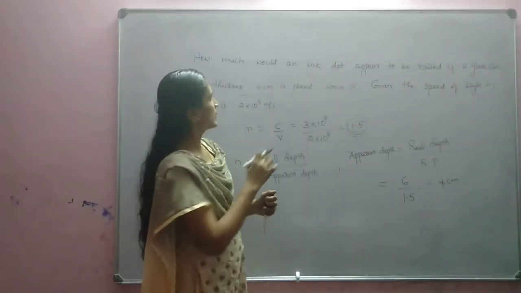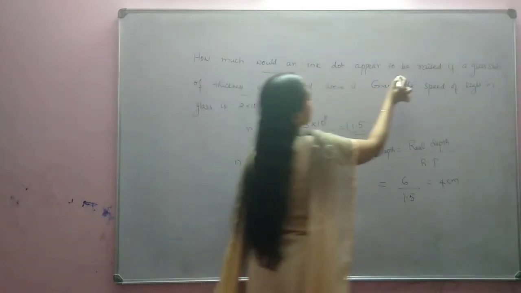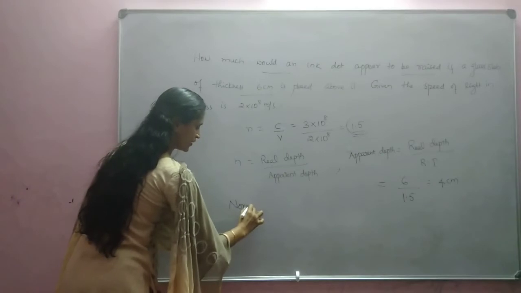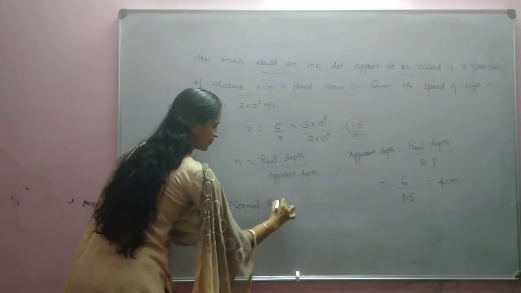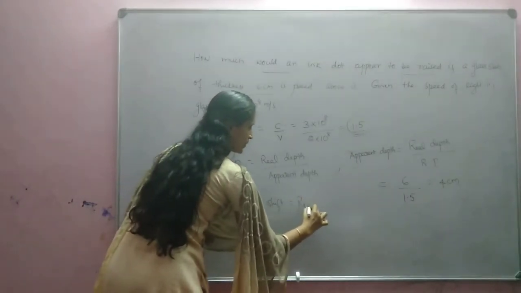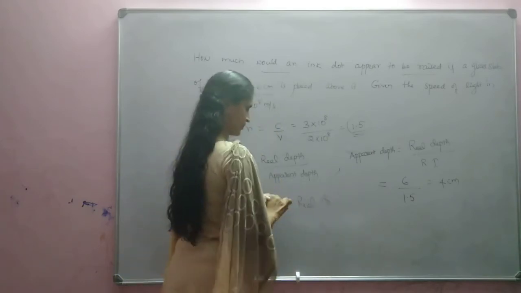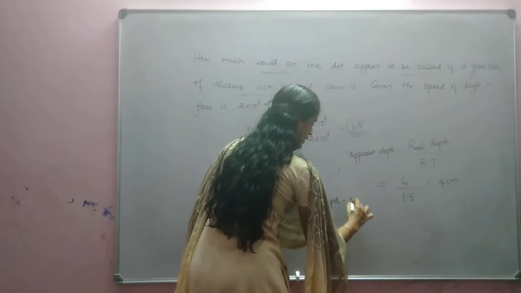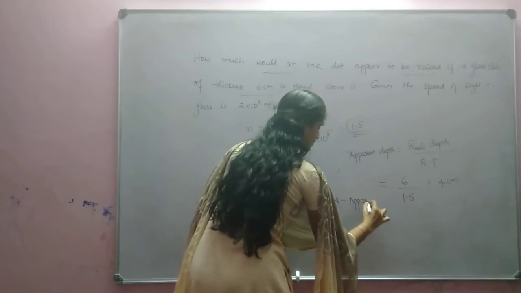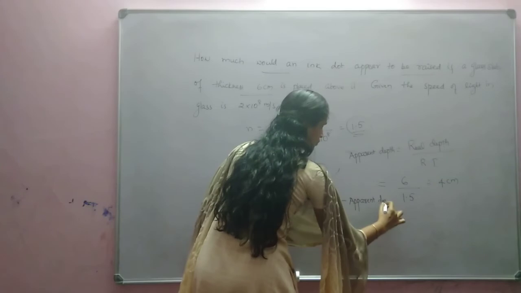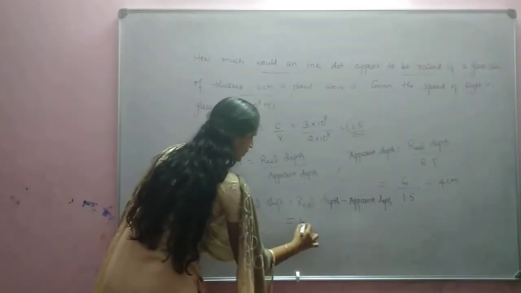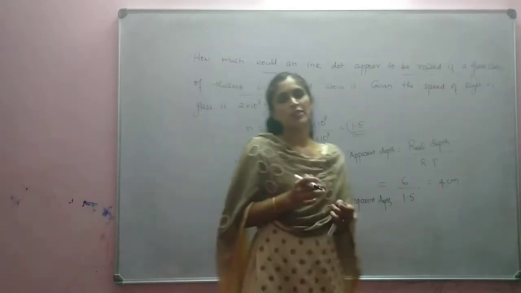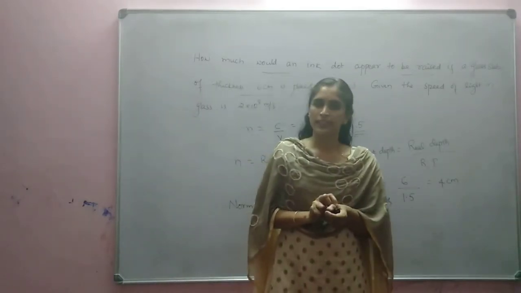Now what we have to find? How much would an ink dot appear to be raised? So here you have to find the normal shift. So normal shift is equal to real depth minus apparent depth, which is equal to 6 minus 4, that is equal to 2 centimeter. So it will be appearing to be raised by 2 centimeter. Okay, is it clear? Now we will discuss the next one.